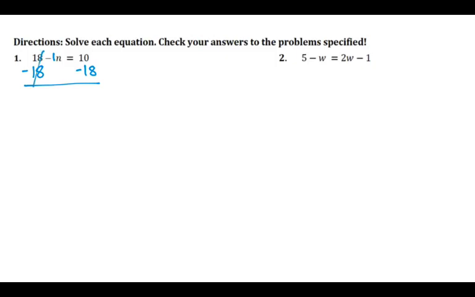So I'm going to go ahead and subtract 18 from both sides. The 18s cancel, as they should. That leaves me with negative 1n equals 10 minus 18 is negative 8. Now my n is still being multiplied by negative 1, so to undo multiplication I want to divide. So I'm going to go ahead and divide both sides by negative 1, and that gives me n equals 8.